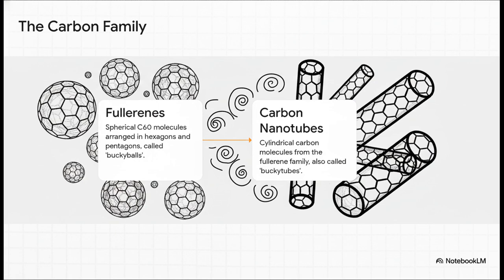Scientists have found other incredible allotropes. You've got fullerenes, which we call buckyballs. They're these amazing little spheres of carbon atoms that look just like a soccer ball. And if you take one of those graphite sheets and roll it up into a tiny tube, you get a carbon nanotube or bucky tube, a material that's insanely strong and has all sorts of new electronic properties. It's all the same element, just arranged differently.